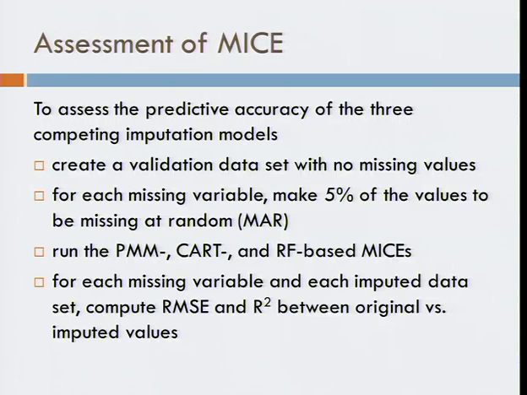To evaluate the predictive accuracy of the three competing imputers, we create a validation data set in which there are no missing values. For each missing variable, we make 5% of values missing at random. And then we run each of the three competing MICE models. Then for each missing variable and each imputed data set, we compute the R-square value to compare original values and imputed values.